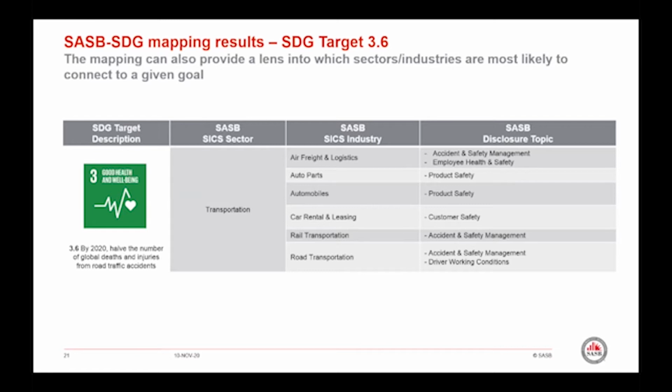And the focus of this slide is, again, SDG Target 3.6, which was that target that focused on reducing global deaths and injuries from road traffic accidents. We already know from a couple of slides ago that that particular SDG target maps to the automobile industry via the product safety topic. But you can see here that there are additional SASB disclosure topics and SASB industries where that particular SDG target might be relevant. And it's not surprising to see that many of these industries are part of the transportation sector in the SASB universe. And you can see there air freight and logistics, car rental and leasing, rail transportation, road transportation, etc. And of course, the different disclosure topics within those industries that have these connections to these SDG targets.